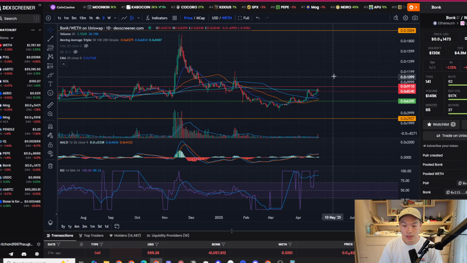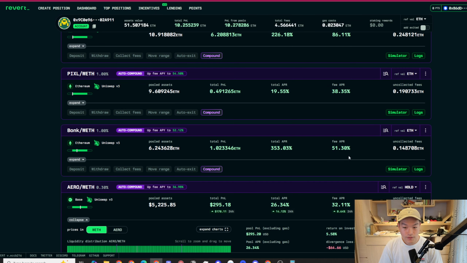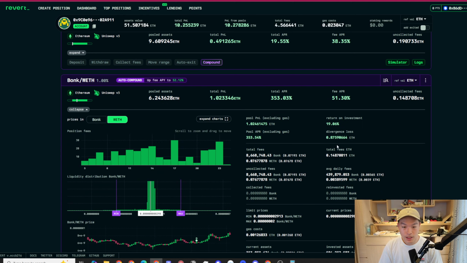If you look at my BONK and ETH pool here, you can see the green line is my entry at the 0.06 mark. And again, just trying to hammer this point home. As long as it's trading above my entry, I'm in positive Ethereum divergence loss. If I look here, you see 1 ETH profit and roughly 90% of that is from divergence loss, right?